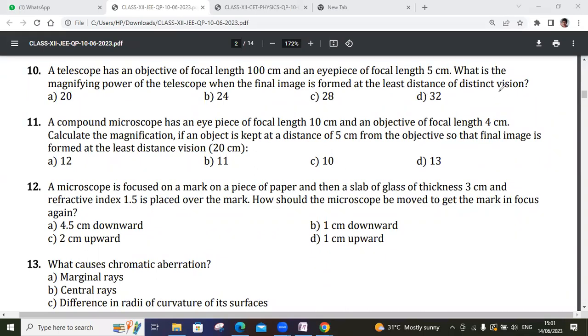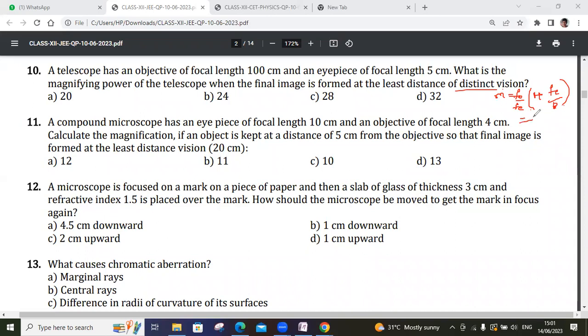when the final image is at infinity, there is normal adjustment. Magnification is FO by FE. But if the final image is at the near point, that is the distance of distinct vision, D is approximately 25 centimeter, the magnification value is FO by FE into (1 plus FE by D). This is the formula for that. You can note it down.